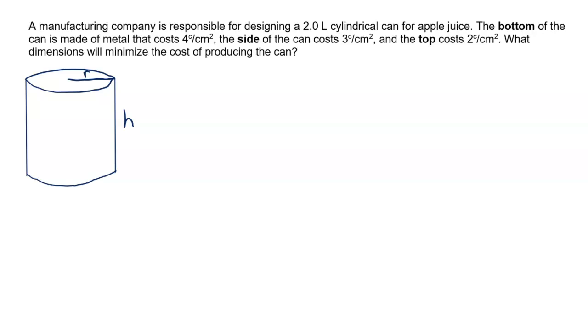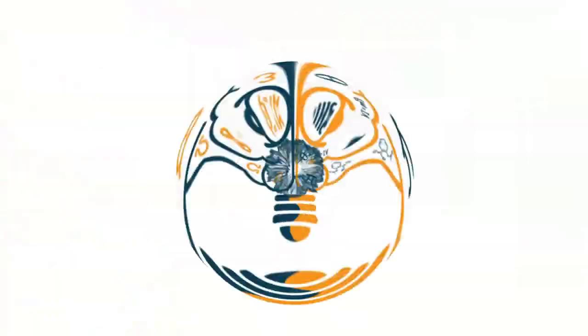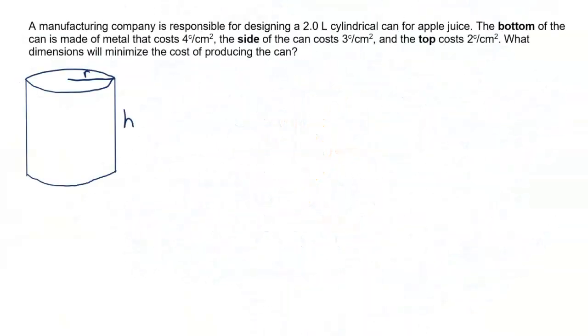In this geometric optimization problem, we're going to minimize the cost for making the following cylindrical can. The question says this: a manufacturing company is responsible for designing a 2-liter cylindrical can for apple juice. The bottom of the can is made of metal that costs 4 cents per centimeter squared. The sides of the can cost 3 cents per centimeter squared, and the top costs 2 cents per centimeter squared. What dimensions will minimize the cost of producing the can?